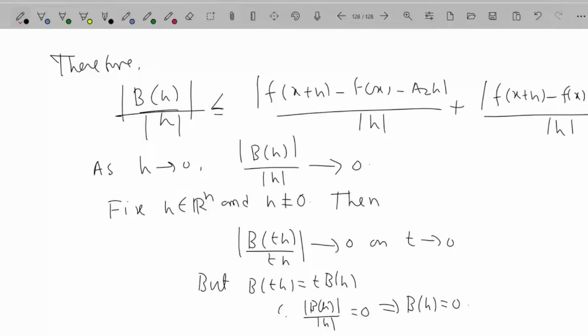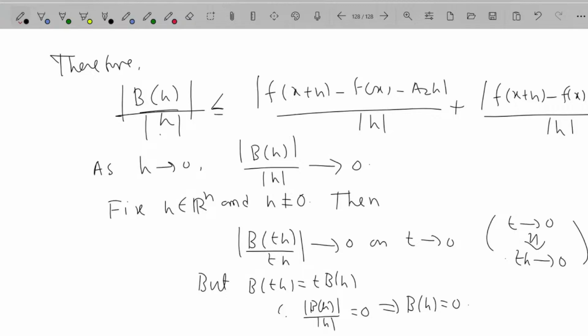Fix an h, and h not equals to 0. Then we are taking t such that you have now th. So if t moves towards 0, obviously th will move towards 0. So therefore we are using this fact: something is moving towards 0, and then bh by this quantity should move towards 0. So now instead of h we are taking t into h. t moves towards 0 implies that t into h moves towards 0. Using that fact over here.